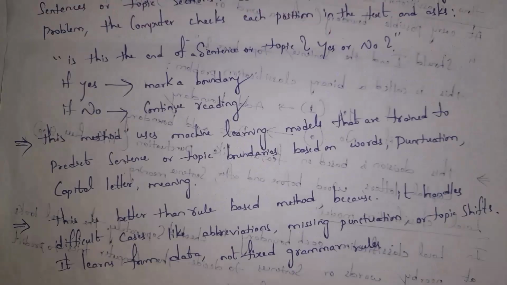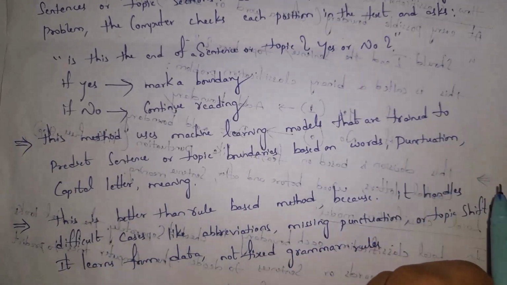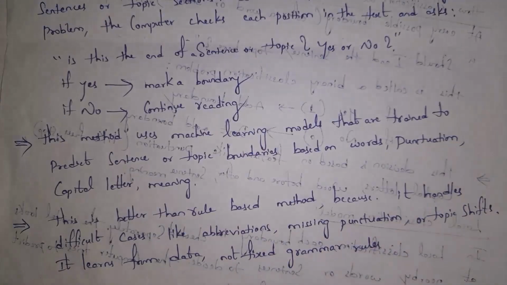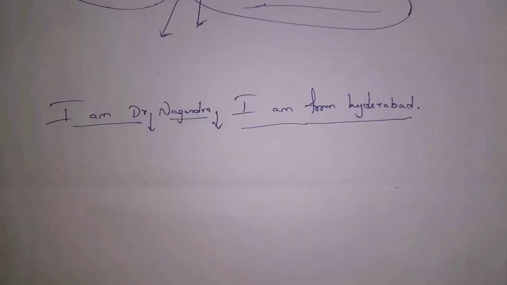So in boundary classification, an NLP model will use various kinds of machine learning models in order to predict sentence or topic boundaries. This model will find boundaries based on words, punctuation marks, capital letters and meanings. And this classification based approach is better than the rule based approach because in the classification based approach, the machine learning model can understand the meanings of the sentences. Whereas the rule based approach cannot understand the meaning of the sentences. Just by following rules, the rule based approach will separate sentences. That is nothing but whenever it finds a full stop, it will separate the sentence.